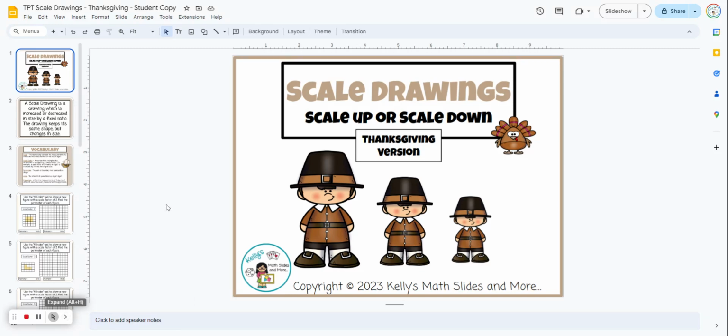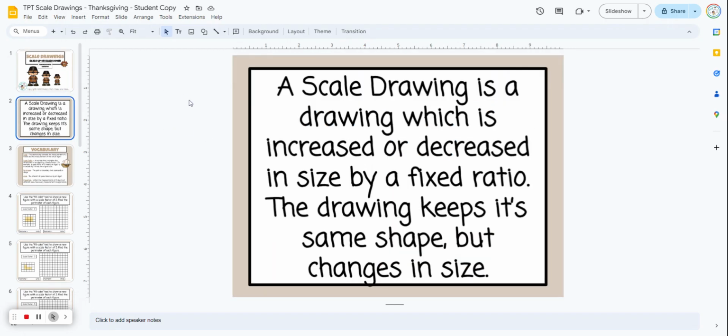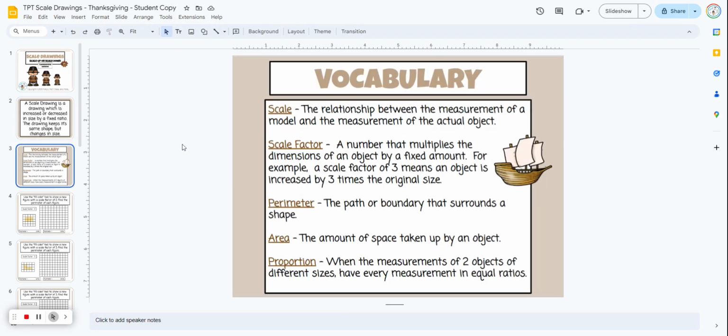Scale drawing, scale up or scale down. This is a Thanksgiving version, and this is a digital lesson. It's a lot of fun for the students. They get to use the fill color feature of Google Slides. And the lesson starts with a definition of what a scale drawing is, and then it gives the students some vocabulary that they're going to need to know in the lesson.